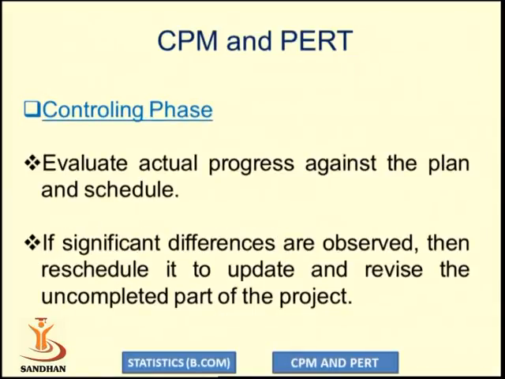While in the controlling phase, we have to evaluate the actual progress against the plan and schedule. If any delay occurs in the controlling phase, meaning the project is not as per the schedule, we have to reschedule the uncompleted part of the project and revise it. So our objective, that the project duration should be minimized, should be satisfied.